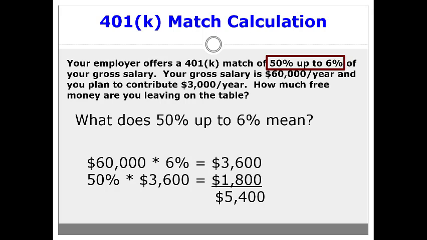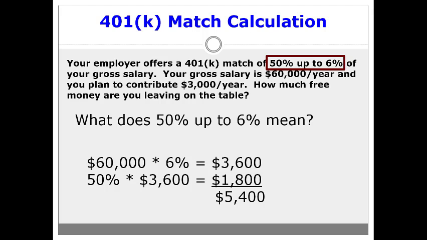Then, my employer is willing to match 50% of my contribution, or 50% times $3,600, which is $1,800. So I am going to contribute $3,600. My employer is going to contribute $1,800, and I will have a total annual contribution of $5,400 to my 401k.